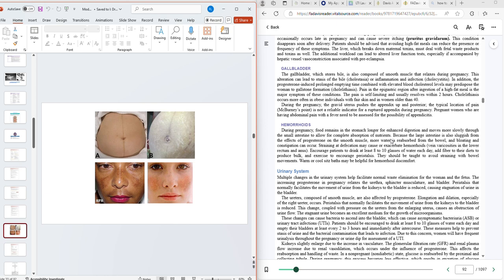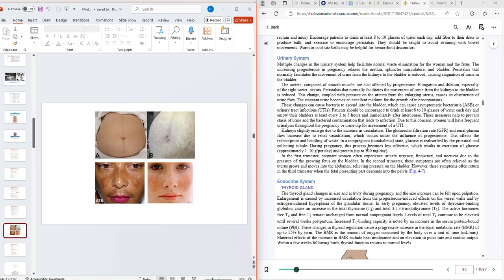Hemorrhoids. They're the friend that just stays around forever unless you have a hemorrhoidectomy. These are varicose veins of your large intestine that come out of the rectum and anus at times. Okay, you can have internal hemorrhoids, you can have external hemorrhoids, but they're usually your friend for life.